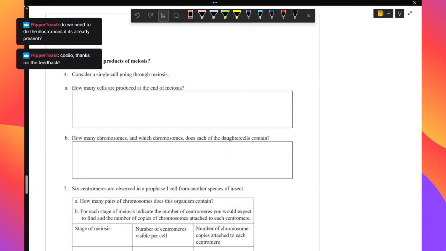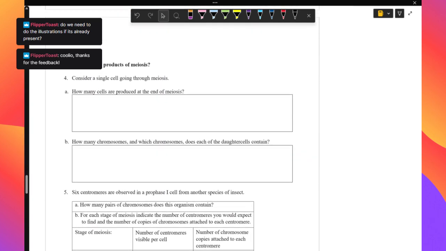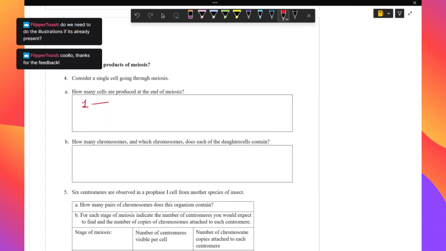All right, so now we're going to kind of rehash what we just said. So consider a single cell going through meiosis. How many cells are produced at the end of meiosis? So one single cell produces 4 daughter cells.